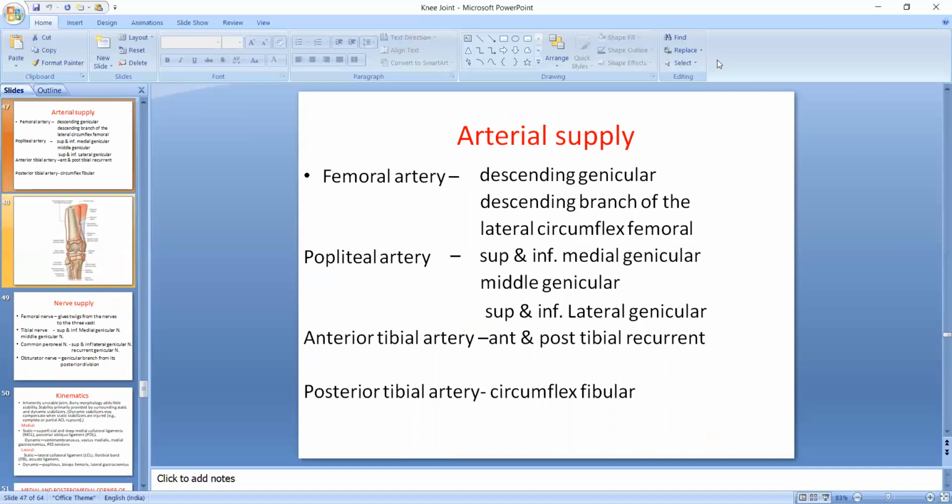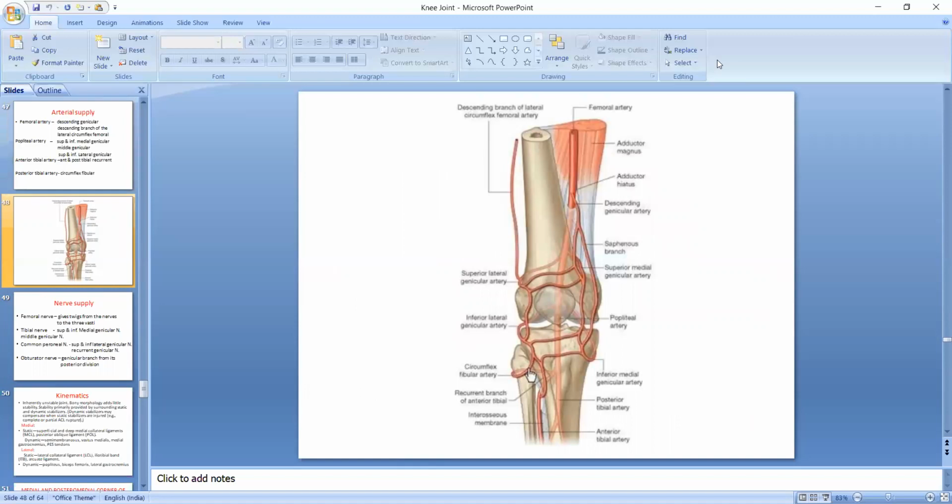And the arterial supply: femoral artery, descending genicular artery, the descending branch of the lateral circumflex femoral artery, and popliteal artery with superior and inferior middle genicular and superior and inferior lateral genicular branches. Anterior tibial artery with anterior and posterior tibial recurrent branches, and posterior tibial artery with circumflex fibular branches.